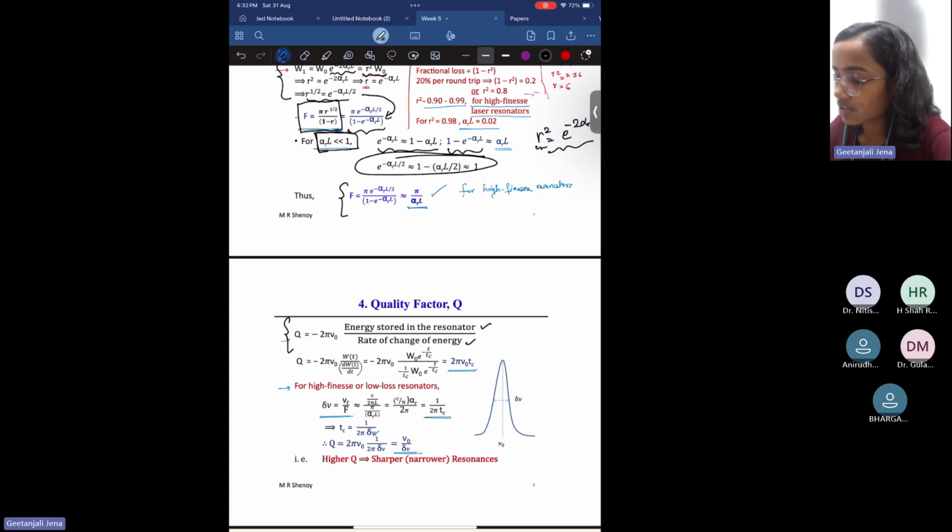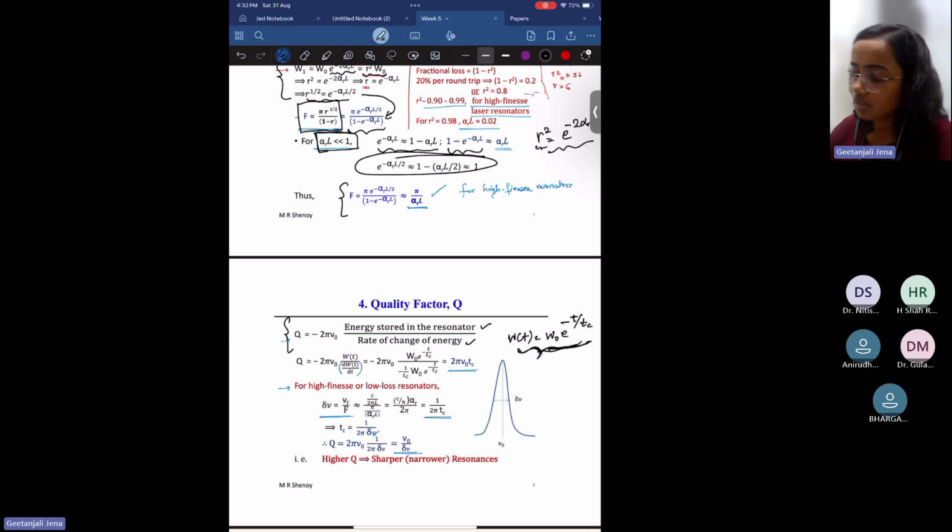And the W(t) relation we have seen, it is nothing but W0 e to the power minus t by Tc. So you can relate this and easily find the formula for the quality factor. If you put it here, the quality factor is 2 pi nu 0 Tc, where Tc is the lifetime and nu 0 is the resonance frequency.